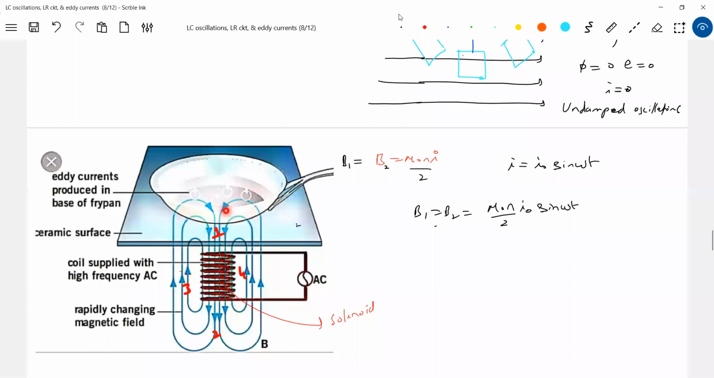Now we know that a variable magnetic field linking a conducting surface gives us eddy currents. When those eddy currents flow, heat will be generated because the flow of free electrons generates heat. That heat will be absorbed by the dish you kept here, whether water, milk, rice, or anything kept for boiling, and the food will get cooked.